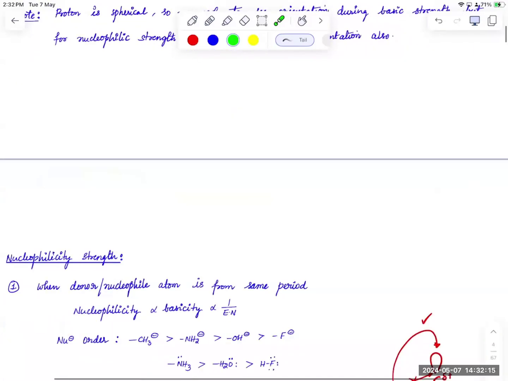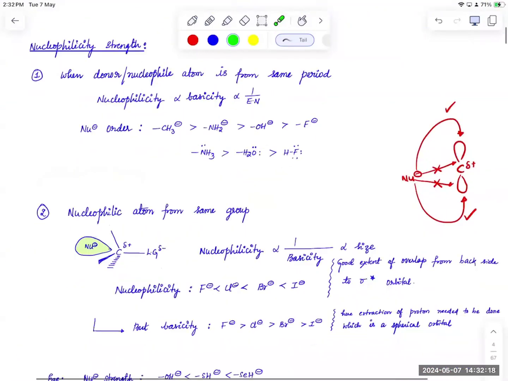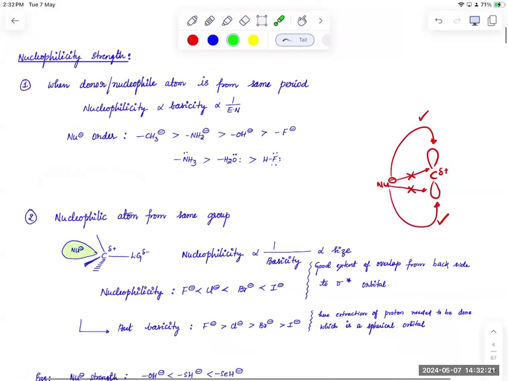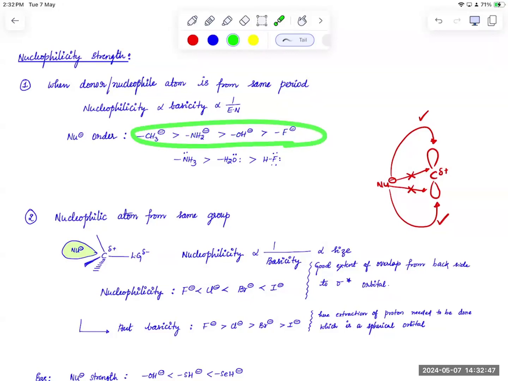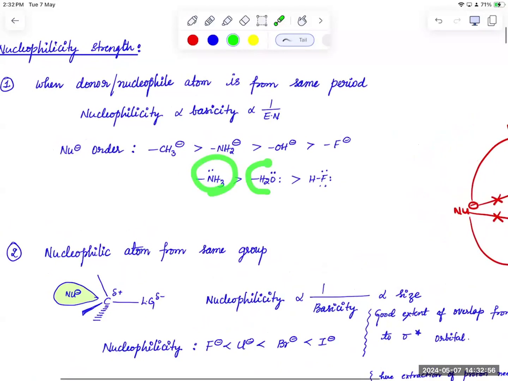Now, nucleophilic strength depends upon various factors when you go from left to right or down the group. When the nucleophile atom is compared across the same period, left to right, nucleophilicity always mimics basicity. It goes hand in hand with basicity and is inversely proportional to electronegativity. For example, carbon is less electronegative, so it is more nucleophilic, then nitrogen, then oxygen, then fluorine. So CH3 minus is a stronger nucleophile than F minus. The logic works the same as long as a lone pair is present. Ammonia is a better nucleophile than water, than HF.